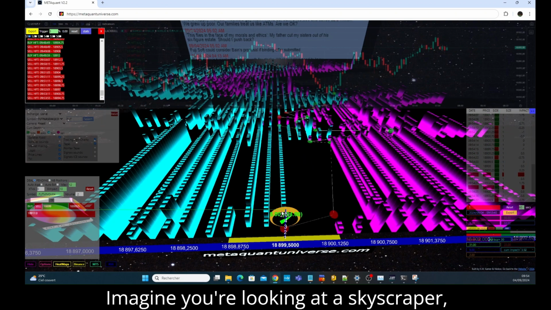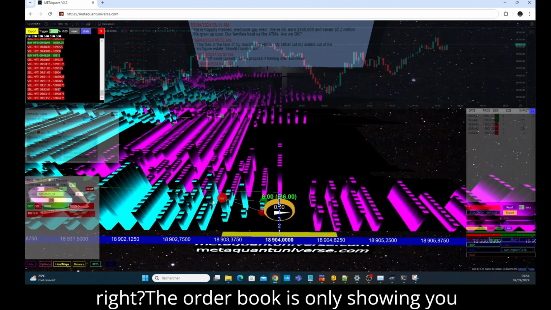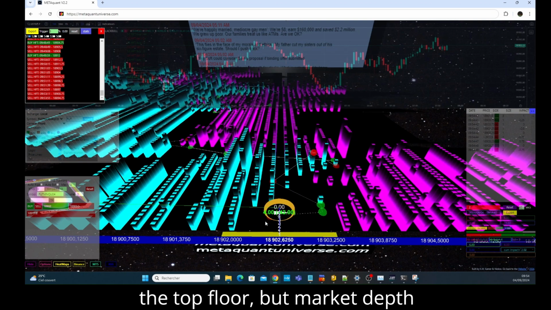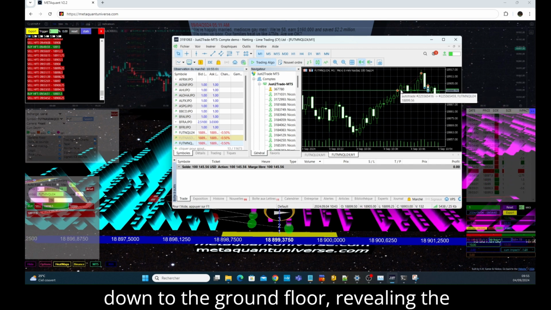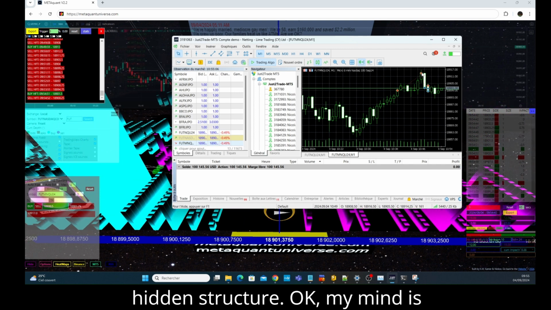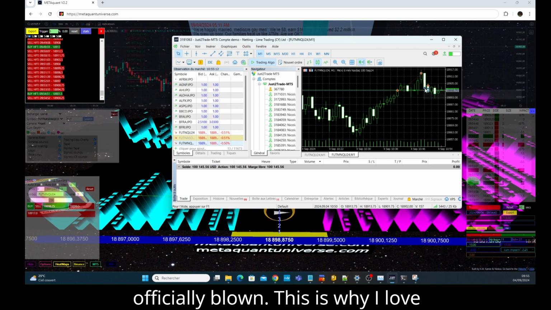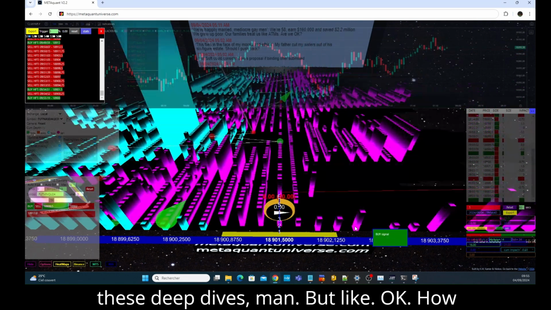Precisely. Imagine you're looking at a skyscraper, right? The order book is only showing you the top floor, but market depth data lets you see all the way down to the ground floor, revealing the hidden structure. Okay, my mind is officially blown. This is why I love these deep dives, man.